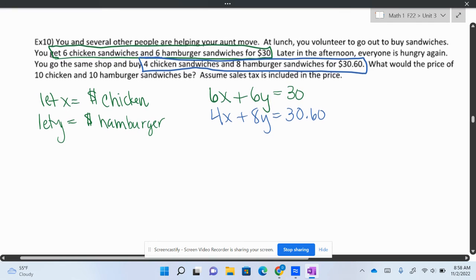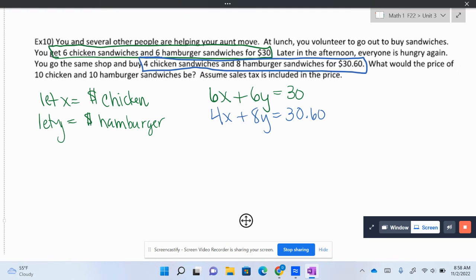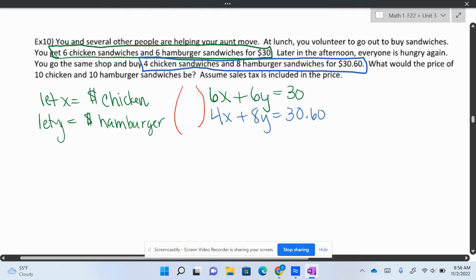Using elimination, what do you want to multiply by? Both of my coefficients are positive on both x's and y's. They're all positive, so we're going to have to multiply by a positive number and a negative number to make them be opposites. Do you want to get rid of the x's or the y's? X's. So how about if we multiply by a positive 4 and a negative 6?